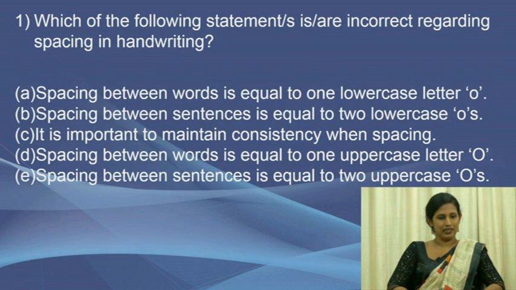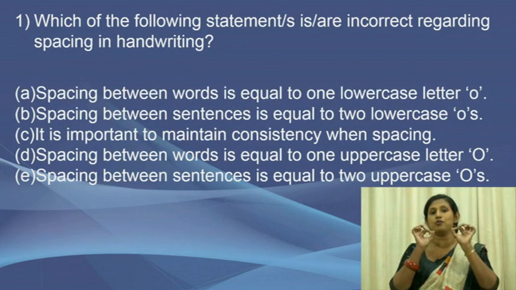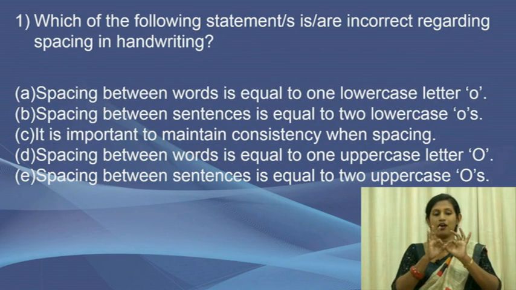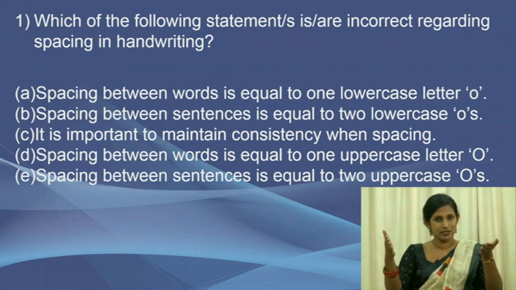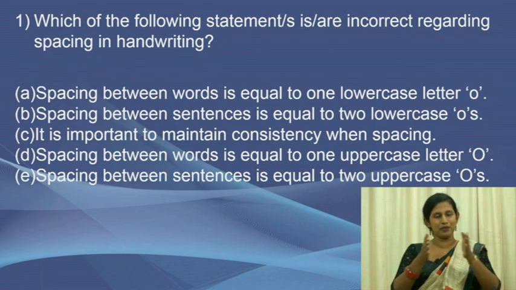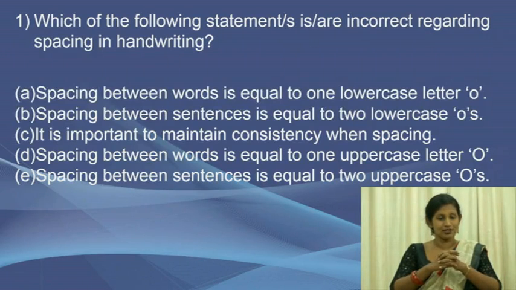Let's go to B. Spacing between sentences is equal to two lowercase o's. So two o's together. So that is the spacing between two sentences. You write one sentence and then you have to have some space before you start the next sentence. So there should be a gap. This gap, the space it takes, is equal to two simple o's in simple terms.